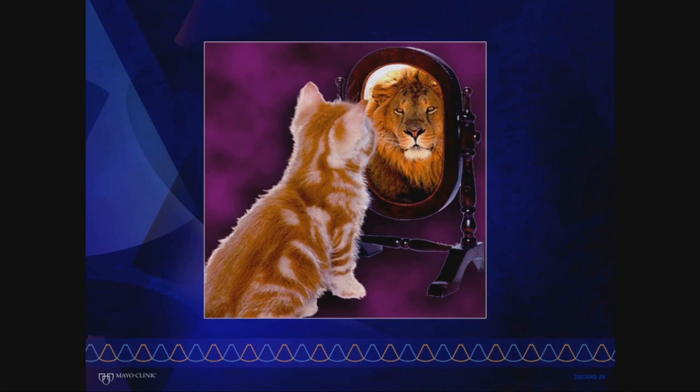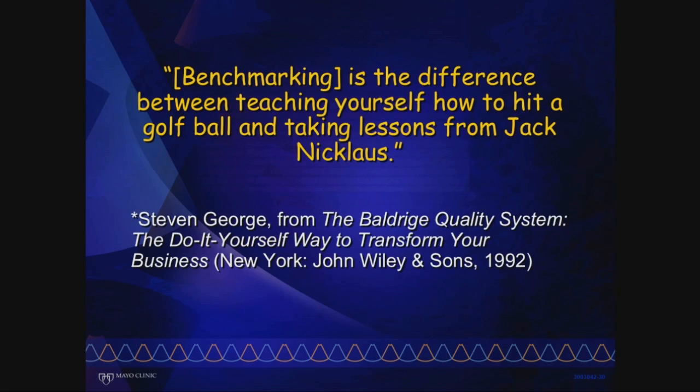And I guess maybe putting it another way, benchmarking is the difference between teaching yourself how to hit a golf ball and taking lessons from Jack Nicklaus. Or insert the golf pro of your choice, but maybe not target Tiger Woods right now. Probably not a good choice.